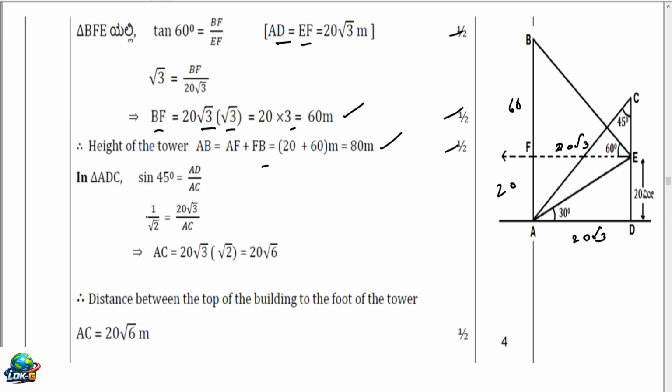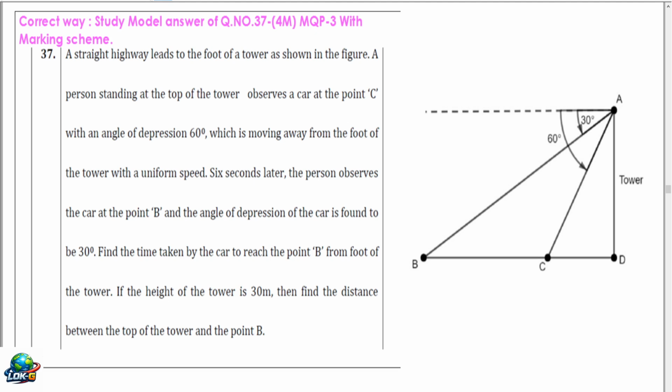Then in triangle ADC, where is ADC? Sin 45 degree is equal to this distance, AC, which is another question mark asked. Here you can take sin 45 degree as AD opposite upon hypotenuse. That is AD upon AC. AD is 20 root 3. Sin 45 is 1 by root 2, so AC. And cross multiply, we get AC is equal to 20 into root 3 into root 2, which is 20 root 6. The distance of the top of the building from the foot of the tower is 20 root 6, my dear students. And if you have good practice, you can easily solve such problems.